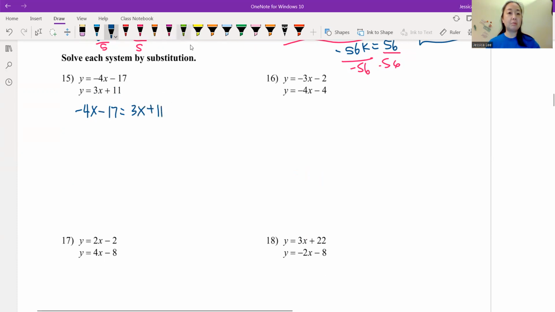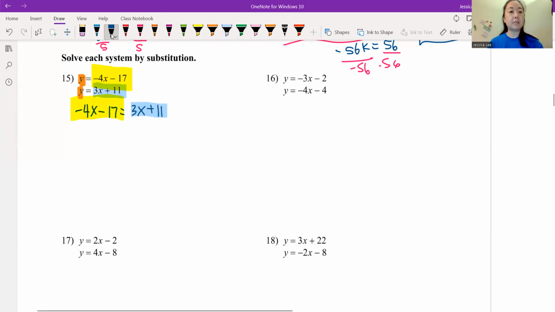Because they're both equal. They're both equal to y. Like they're both equal to the same thing, right? So now, let me just do a little bit of highlighting here. So here's our yellow part right there. Here's our blue part right here. That's where that's coming from.